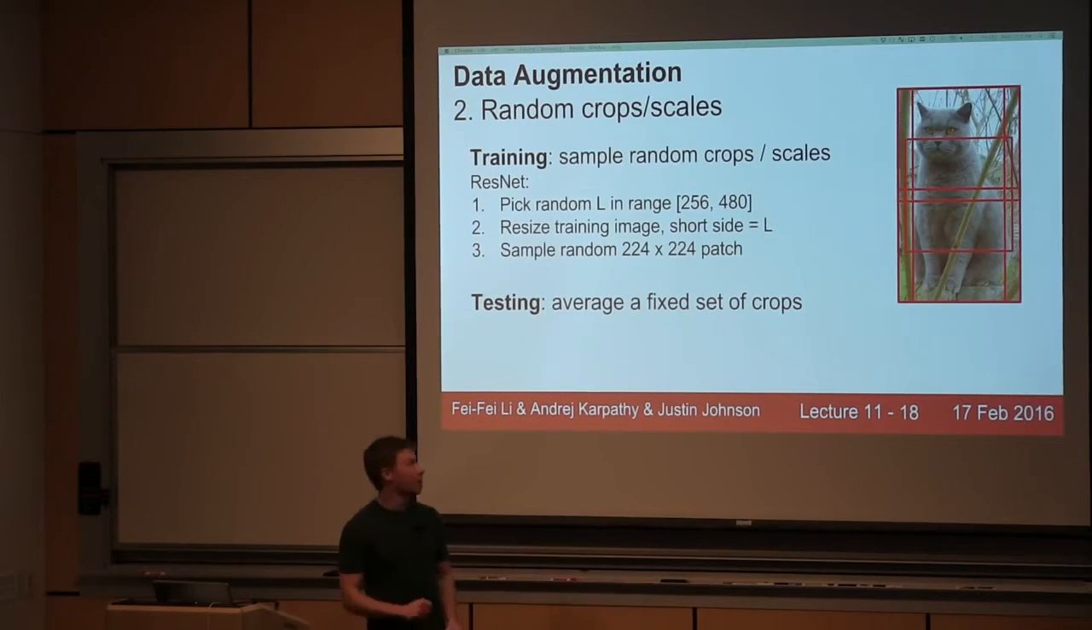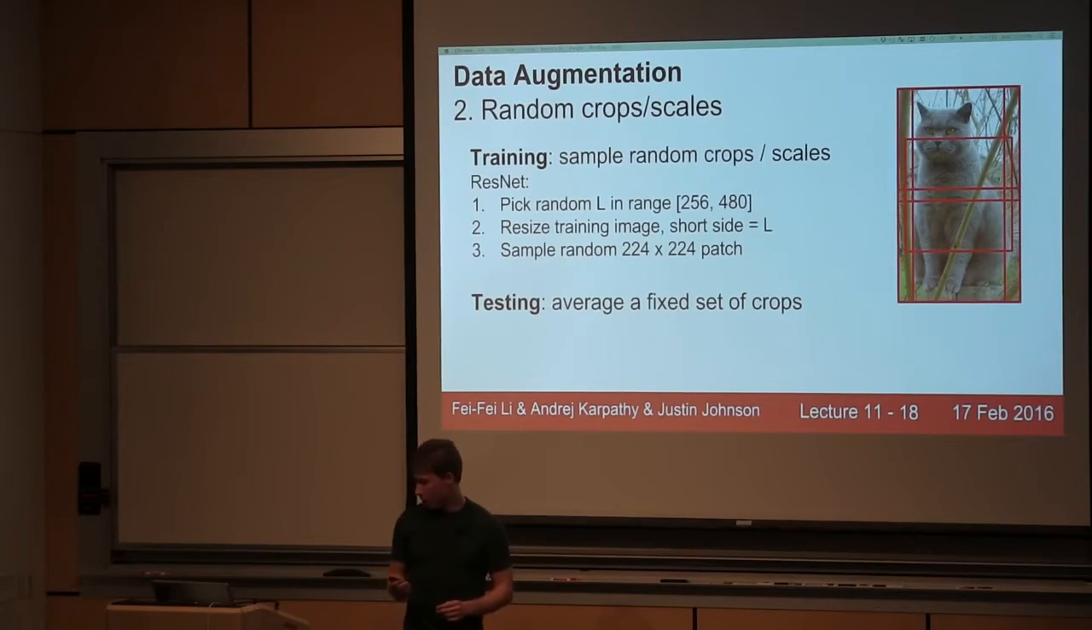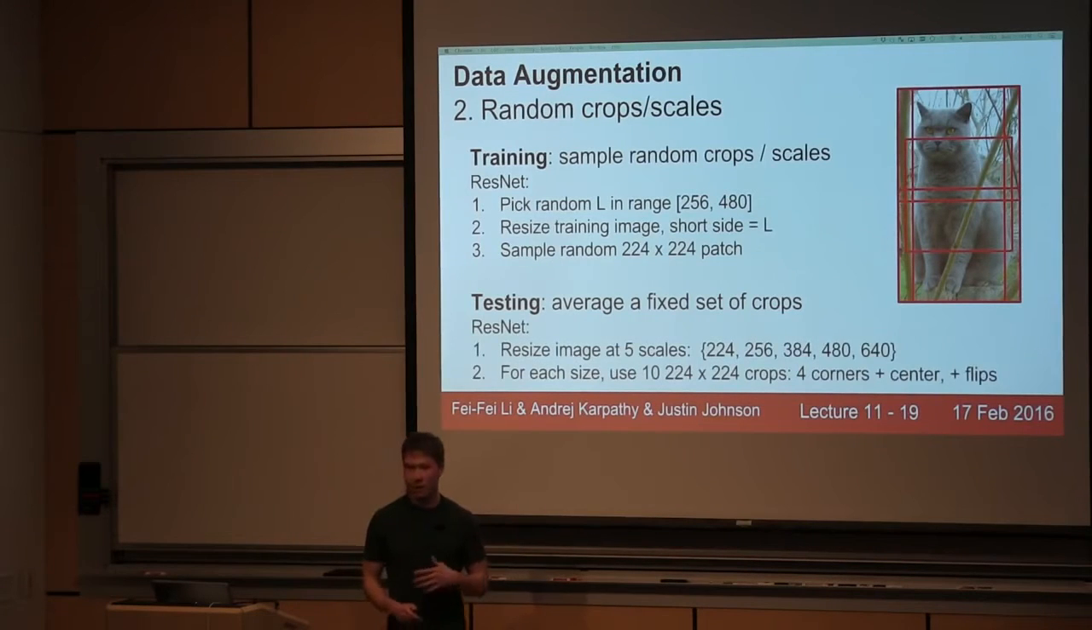Very commonly, you'll see 10 crops. You'll take the upper left-hand corner, the upper right-hand corner, the two bottom corners, and the center. That gives you 5. Together with their horizontal flips gives you 10. So you'll take those 10 crops at test time, pass them through the network, and average the scores of those 10 crops. ResNet actually takes this one step further, and they do multiple scales at test time as well. This tends to help performance in practice, and again, very easy to implement, very widely used.